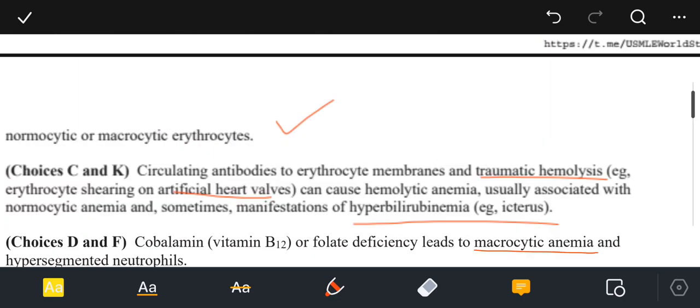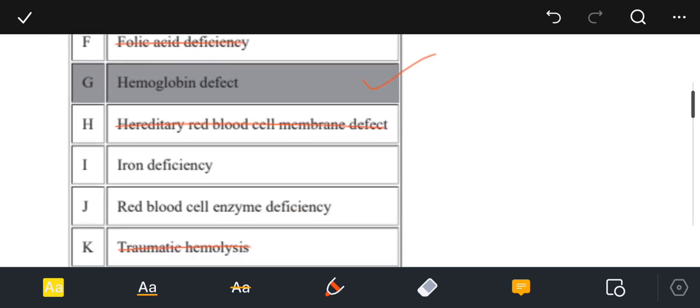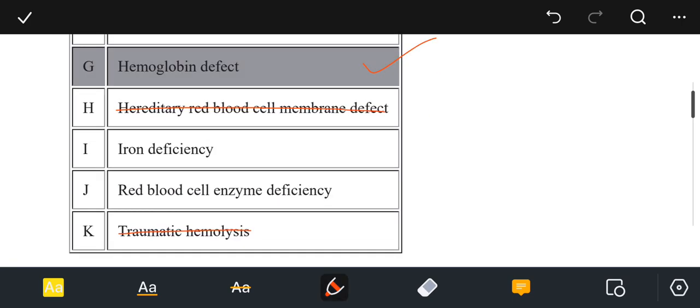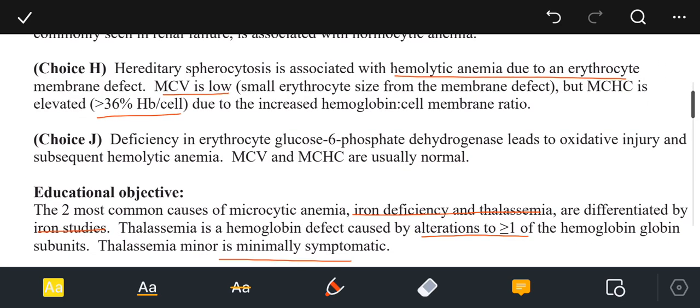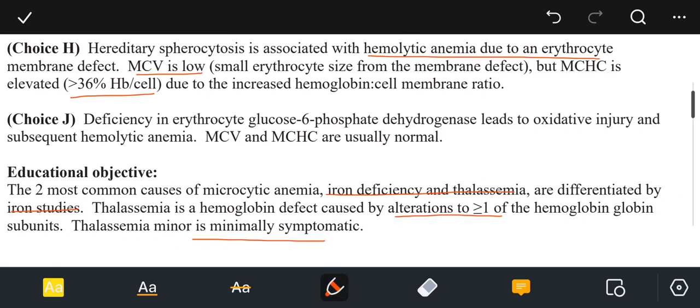The choice J, that is red blood cell enzyme deficiency. This is not the option of choice because deficiency of erythrocyte glucose 6-phosphate dehydrogenase leads to oxidative injury and subsequent hemolytic anemia. MCV and MCHC are usually normal.